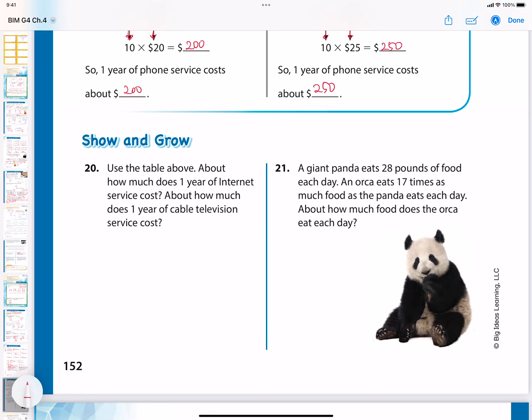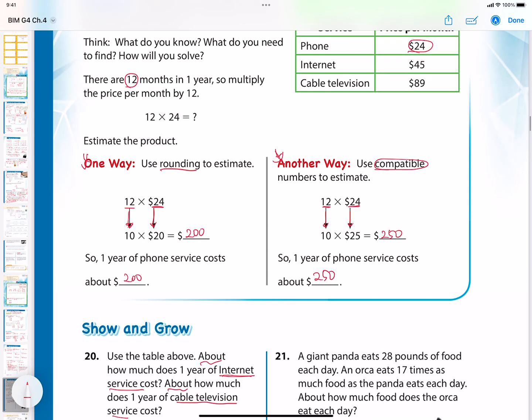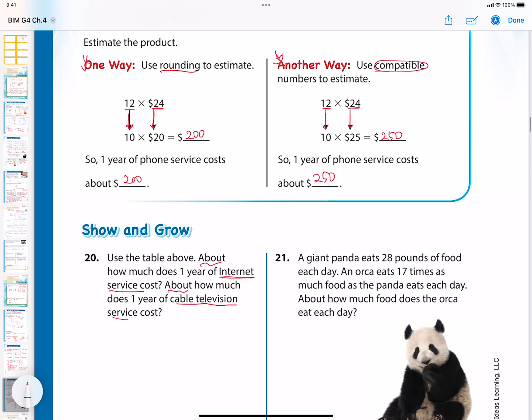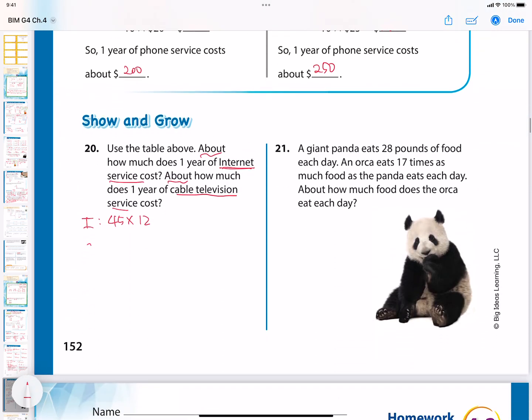Number 20, use the table above. About how much does 1 year of internet service cost? Okay, now we are talking about the internet service cost. About how much does 1 year of cable television service cost? Oh, so we need to find out what? Two different costs. Okay, so for internet and cable television. So internet is what? 45. I'm gonna put this in here so I don't have to go back and forth. Internet is what? $45 times 12, right? For 1 year. And cable television is what? 89. Ooh, they're expensive. Times 12.